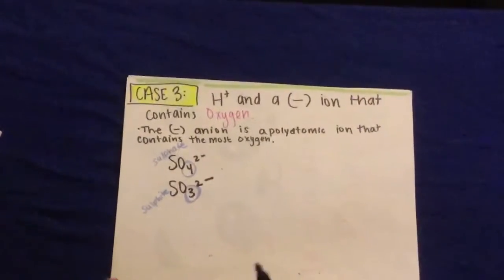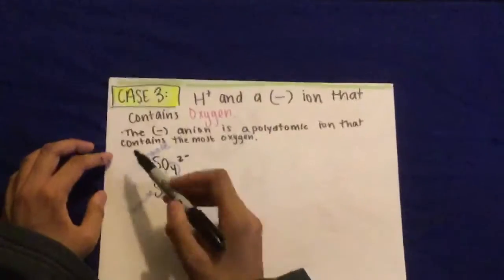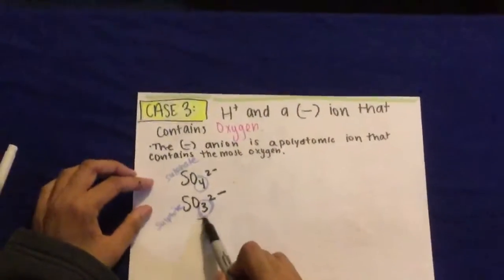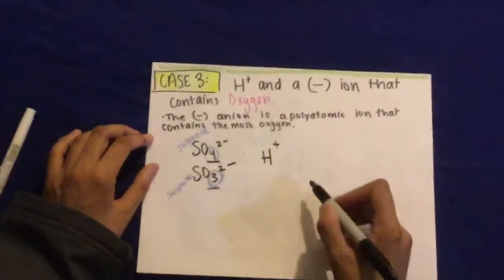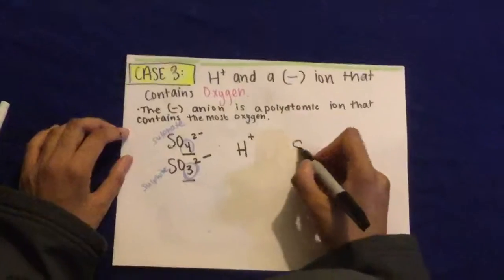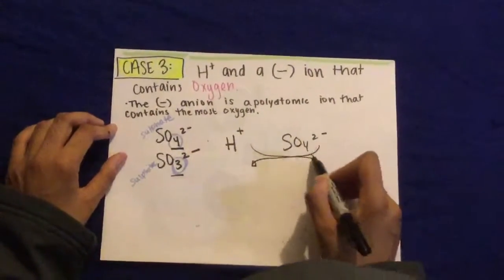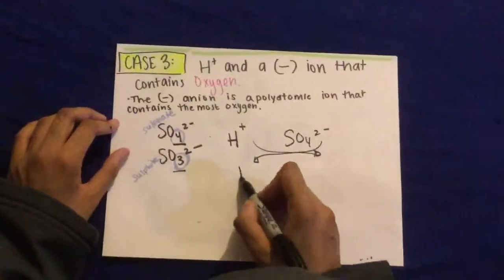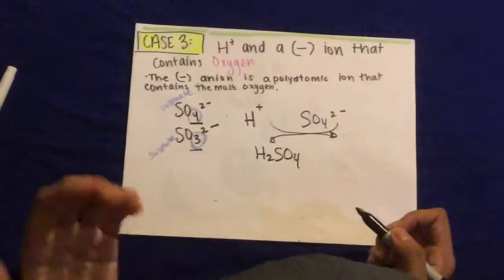How do we name an acid that contains the most oxygen? Because we have one that contains less oxygen, we have one that contains more oxygen. Let's see how to name it. So we have an H plus ion, and we have SO4 2 negative. Again, we're going to do the crossover rule to balance the charges and make it equal to 0. This becomes H2SO4. How do we name this?